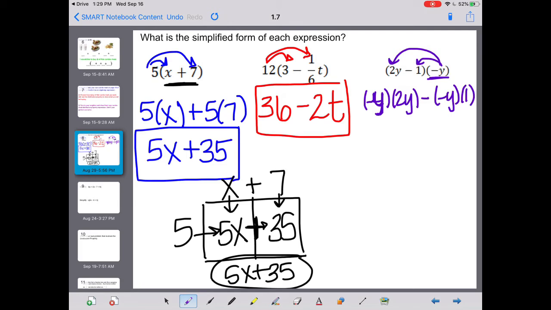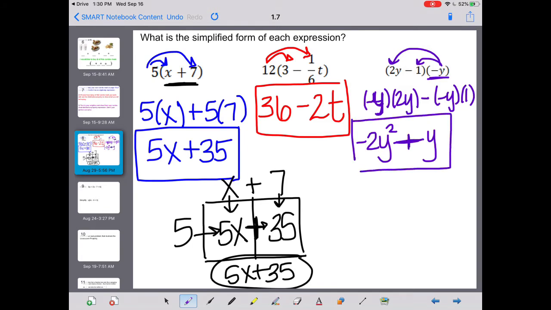Okay, well, when you have two variables that you're multiplying together, that actually gives you an exponent. So negative 1y times positive 2y gives me negative 2y to the second power, because I have two y's that are being multiplied. Minus a negative y times 1 is negative y, and then a minus a negative turns into a plus. If you got that one without me, you did a great job.